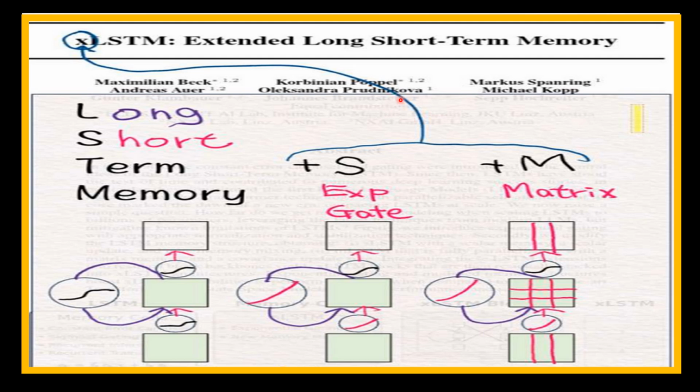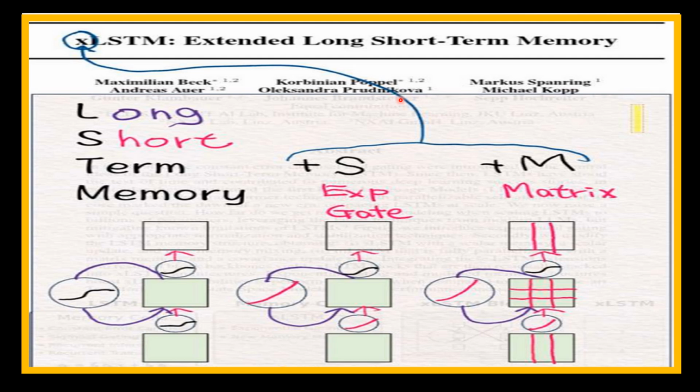So xLSTM consists of two major variations. First is your scalar memory and scalar update with memory mixing. Then it has matrix memory and covariance update with no memory mixing. By incorporating both into residual block modules, researchers can develop xLSTM blocks that can be stacked in an architecture for improved performance. And these advances allow us to surpass the limitations of traditional LSTM networks and scale up to match the capabilities of contemporary large language models.